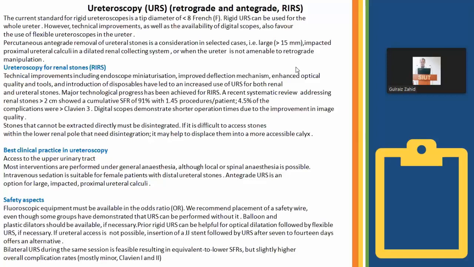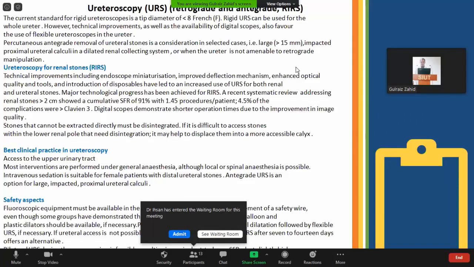A recent systematic review addressing renal stones greater than 2 cm showed a cumulative stone-free rate of 91% with 1.45 procedures per patient. 4.5% of the complications were greater than Clavien-Dindo grade 3. Digital scopes demonstrate shorter operation times due to improvements in image quality.